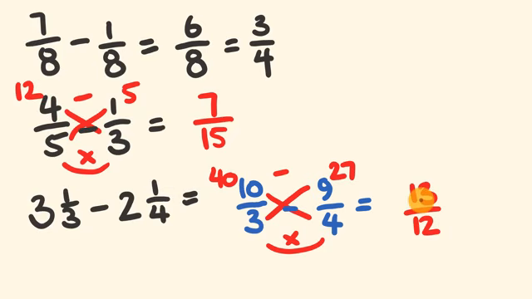All right, can we leave it like that? You've got it. This is an improper fraction. We're going to have to change it. So let's do that. 13 divided by 12 is equal to 1, and there's 1 left over. That's 1 over 12. Cool. Now let's have a look at multiplying fractions.